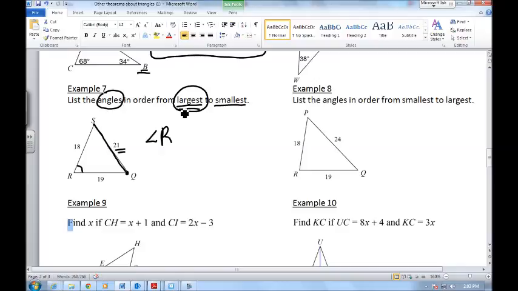What inequality symbol means largest? Less than? Does that mean largest? No. Greater than. Crocodile, alligator eats the largest, so it should be going that way. You know what? I don't know. Go Google that. Okay, next we have 19 is the middle sized. R to Q. Casey, what would be the angle opposite of RQ? Angle S. Great, angle S. And that is greater than the smallest one.